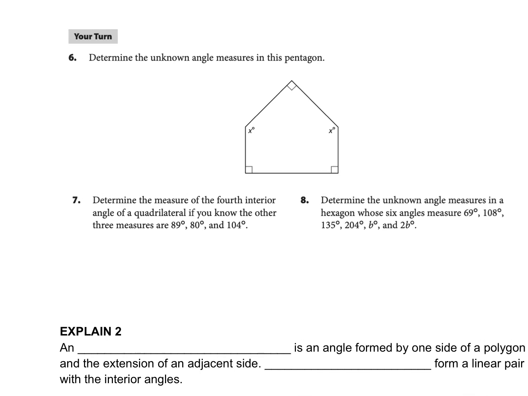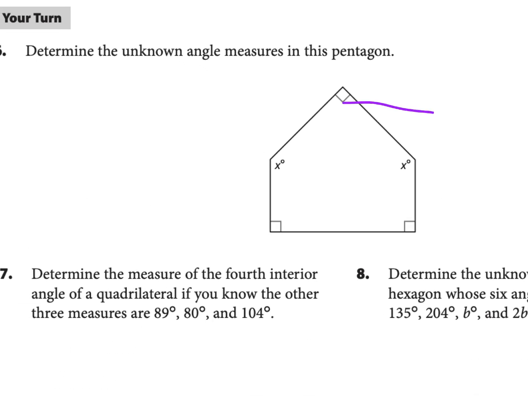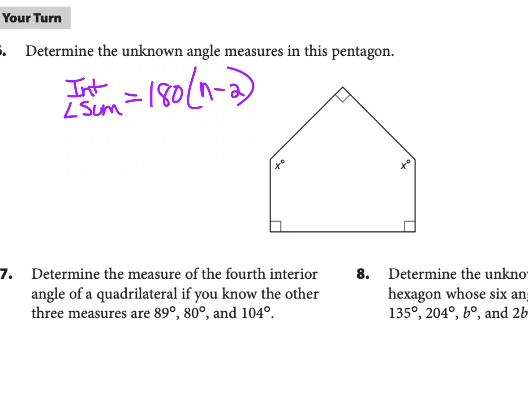Determine the unknown angle measure in this pentagon. Okay, so first off, let's see what they're all supposed to add up to be. I'm going to write out interior angle sum equals 180 times n minus 2. And I have 1, 2, 3, 4, 5 sides. So 180 times 3 is 540.